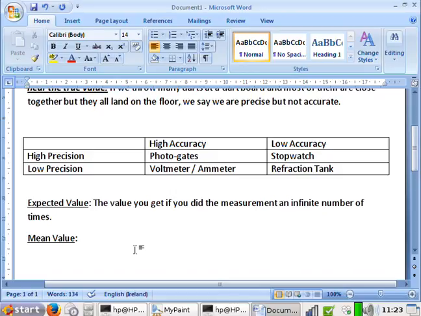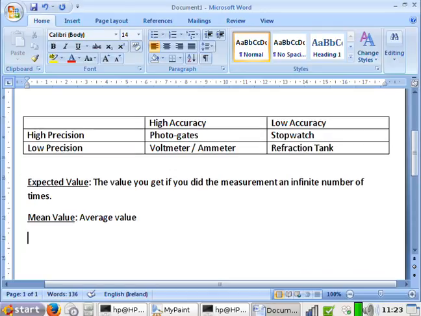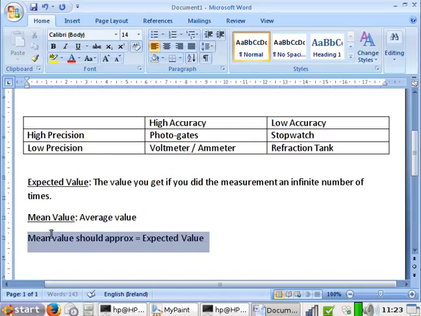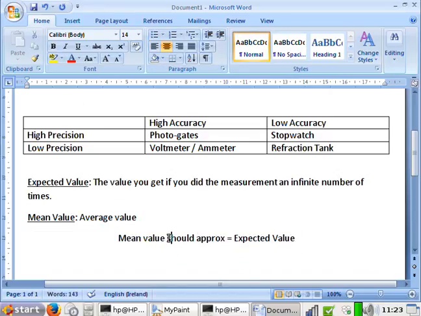Mean value? Average. The average value. Yeah, the stopwatch was a good example. But mean just means average here. Okay. And you have this idea that the mean value should roughly equal the expected value. There shouldn't be too much of a difference. If you did lots of measurements and got the average, it should be roughly equal to the expected value.